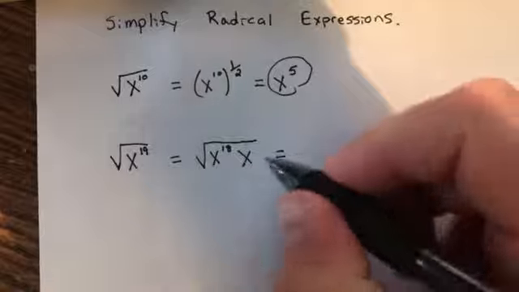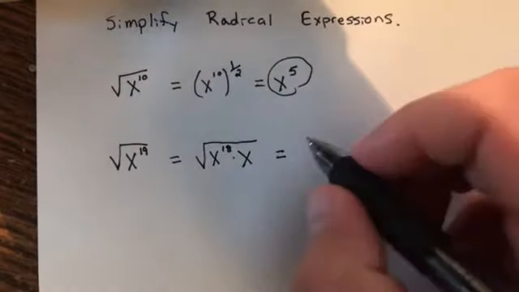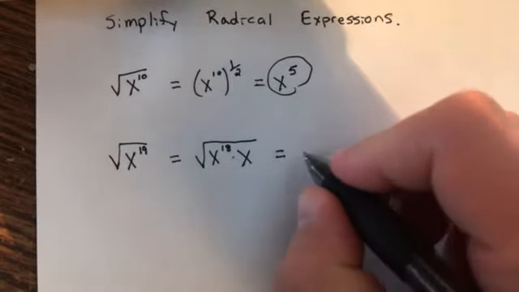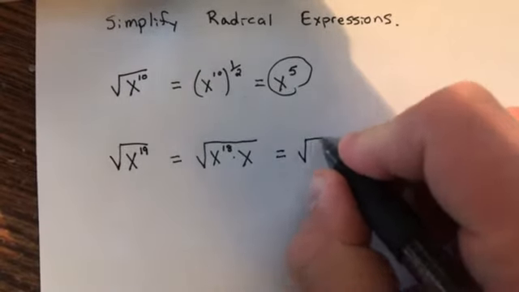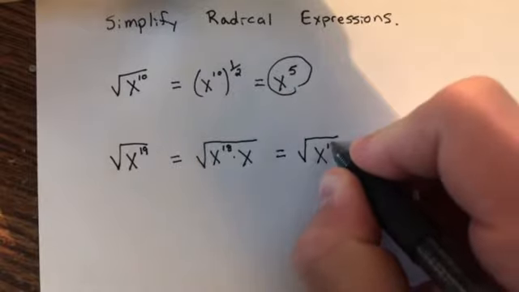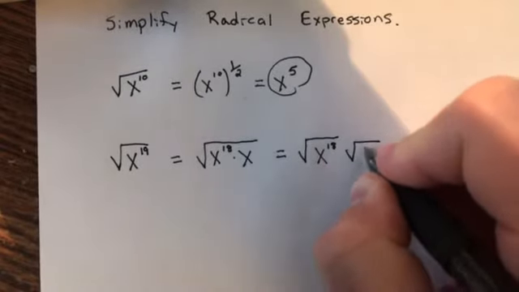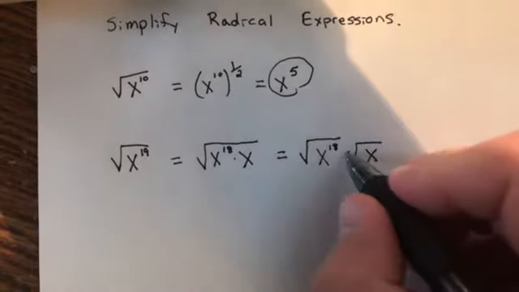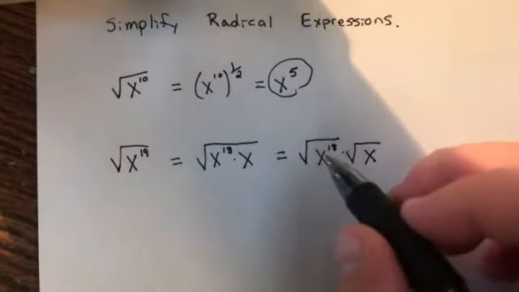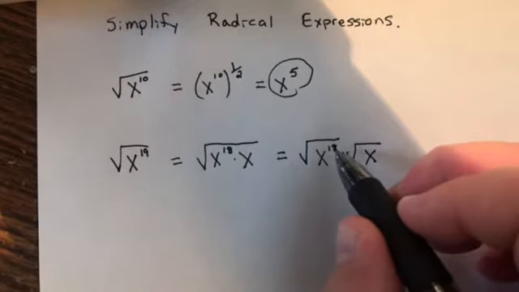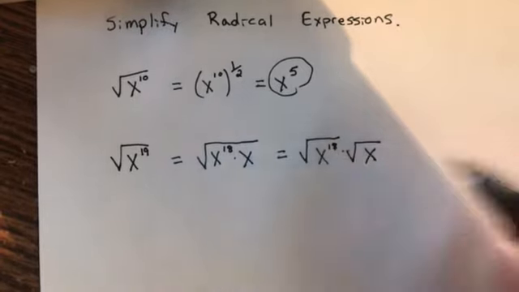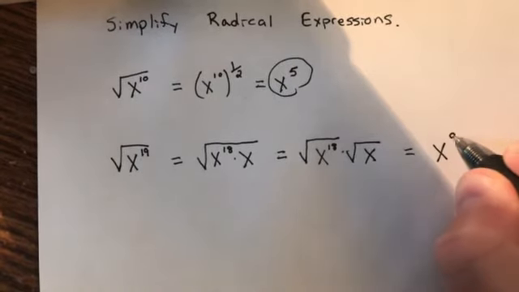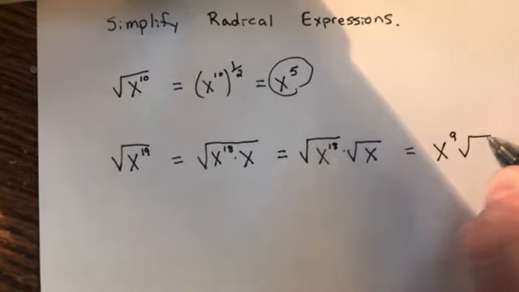We'll apply our product rule for radicals, that the radical of x to the 18th times x is the same thing as the radical x to the 18th times the radical x. We can actually break that apart into two different radicals multiplied by each other. Now from here, this is easy. X to the 18th, the square root, just divide 18 by 2 and get x to the 9th times the radical x.